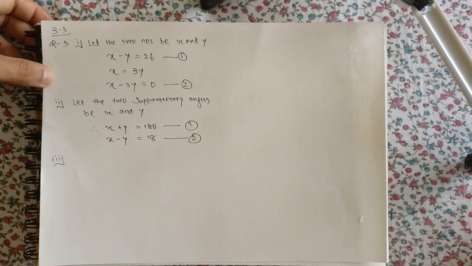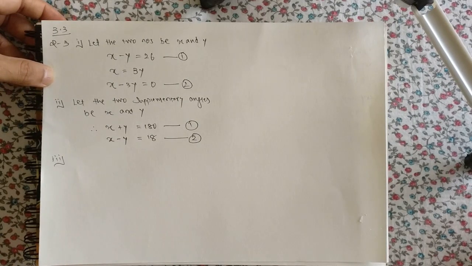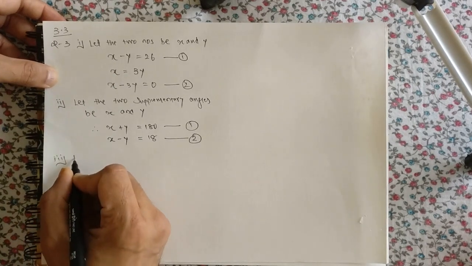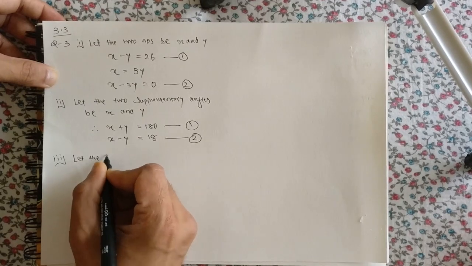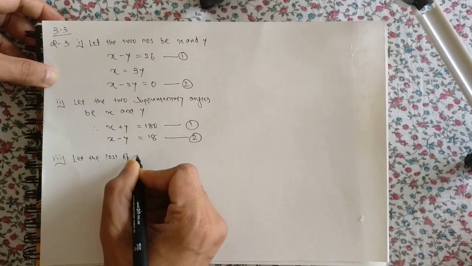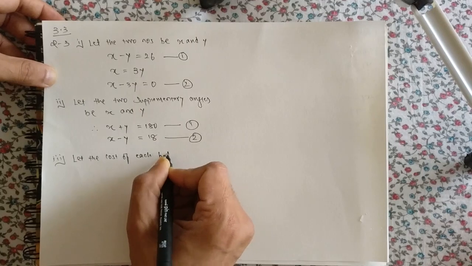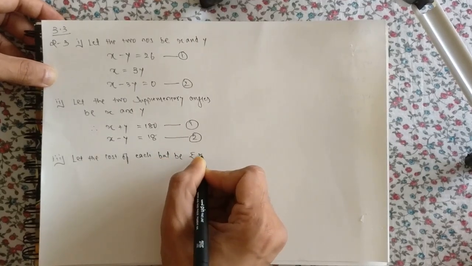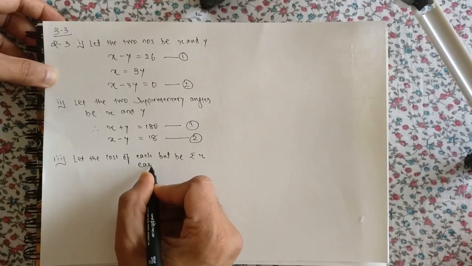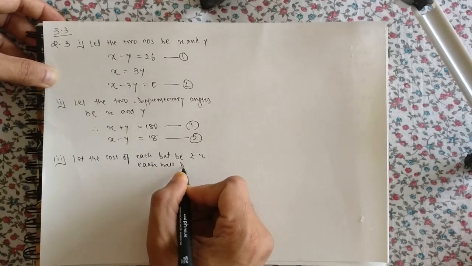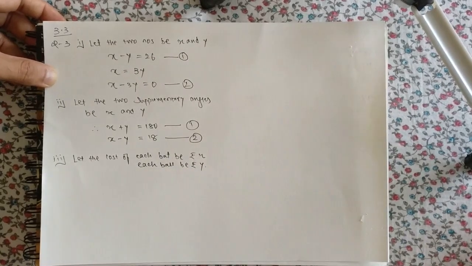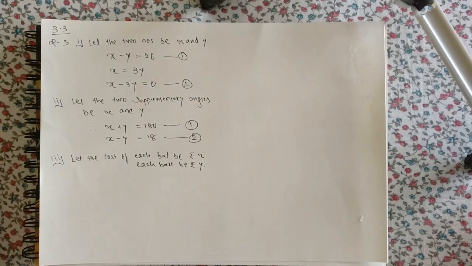The coach of a cricket team buys 7 bats and 6 balls for rupees 3,800. Later she buys 3 bats and 5 balls for rupees 1,750. Find the cost of each bat and each ball. Let the cost of each bat be rupees x and each ball be rupees y.